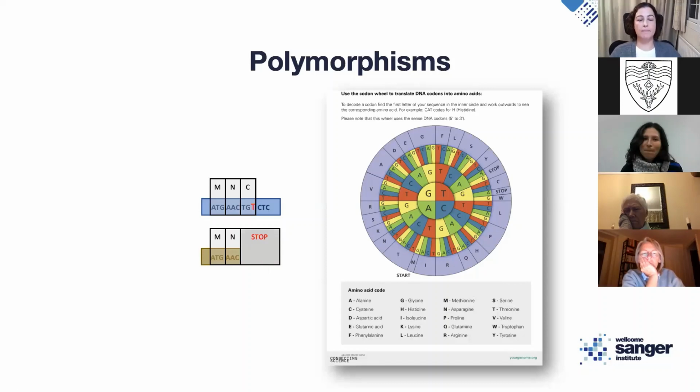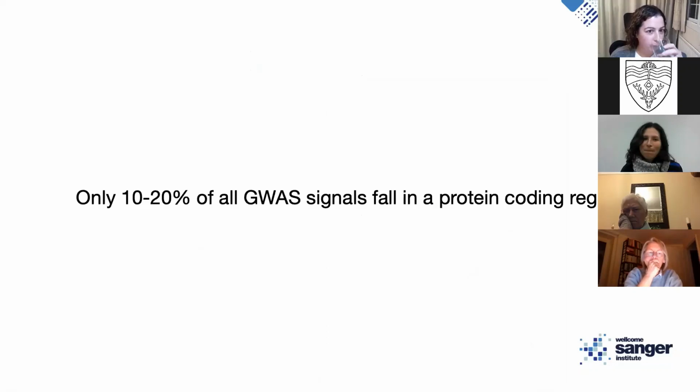So this is really easy to link to the functional consequence, because now you can think that the protein here will have the full length and will continue, whereas in this case we will end up with a much shorter protein, so it's much more likely to have a biological repercussion. But unfortunately for us, this is only the case in 10 to 20% of all the GWAS signals. More than 80% of the signals will fall outside the protein coding genes.